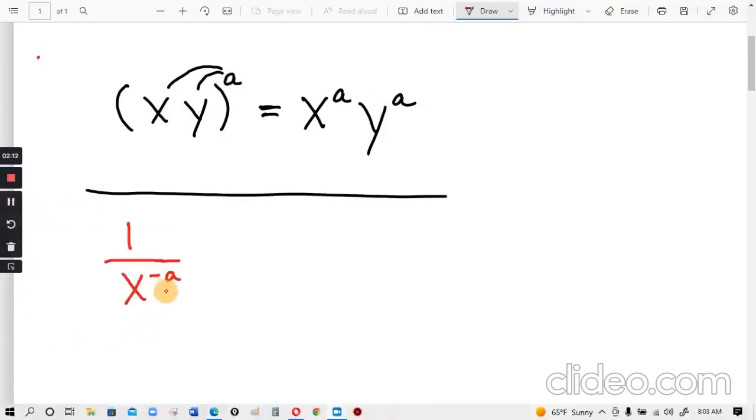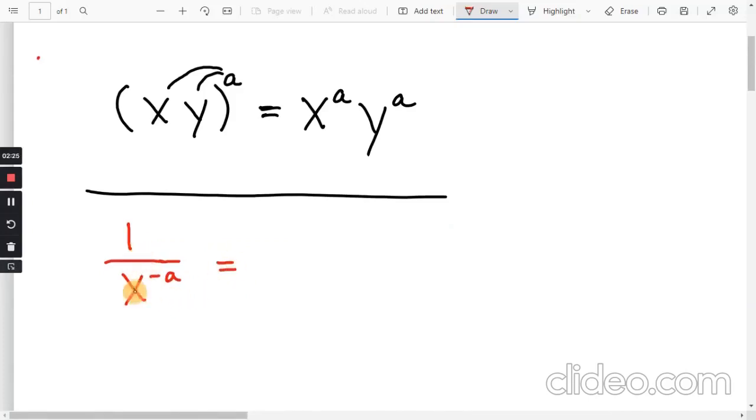And if you have a negative exponent, you can take the entire number with the exponent and shift the whole thing into the numerator or denominator. In this case, we have 1 over x to the power of negative a. We can take this whole thing and move it to the numerator, and all we have to do is change the sign on the exponent. So 1 over x to the negative a is just going to be x to the positive a.